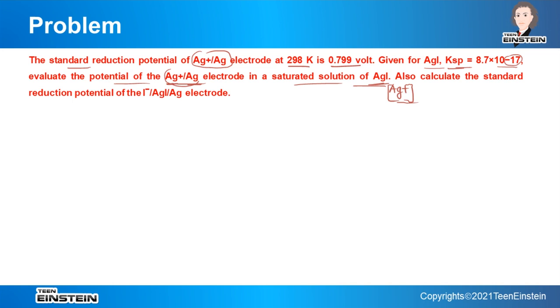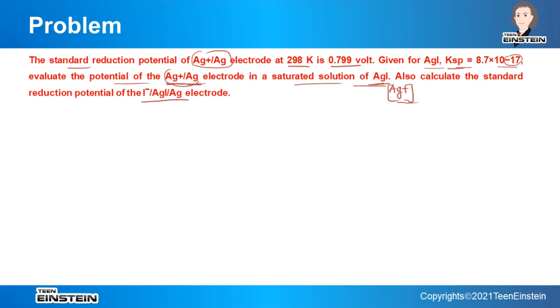Two questions are there. In the first part, it is asking you to find the reduction potential of the Ag+/Ag system in a saturated solution of AgI. And the second part asks to calculate the standard reduction potential of the I-/AgI/Ag electrode. This electrode you can obtain if you combine the Ag+/Ag electrode and the AgI/I- electrode. Okay, so first we will solve this part and then the second part.